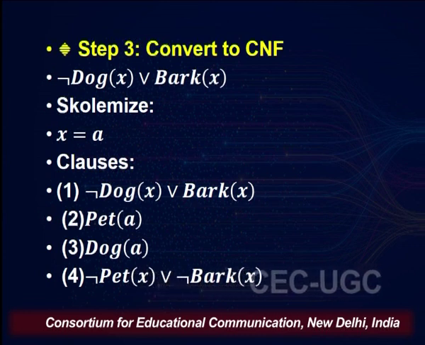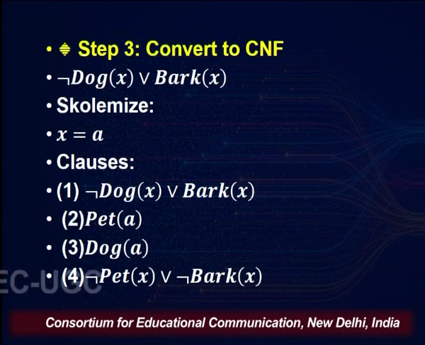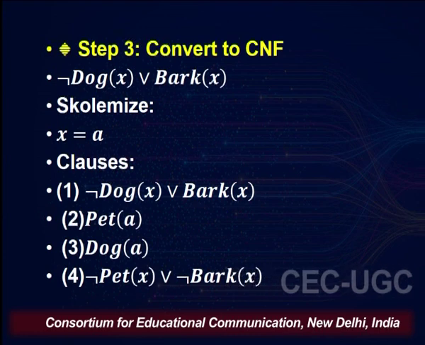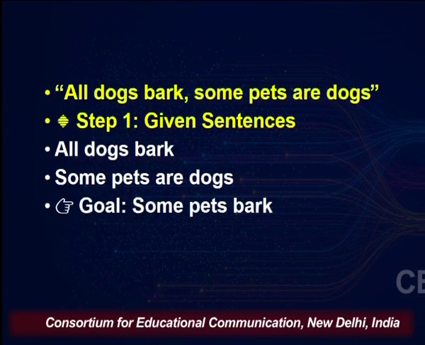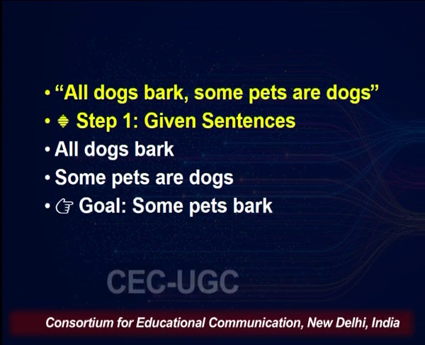Then finally, we will be left with negation of dog x and dog a, which can be further unified and resolved, cancelled out, and what we will be left with is a contradiction, which is nothing but an empty clause. So, finally, we can say yes, we have achieved the goal, and the goal in this example was some pets bark, which we negated and included into the list of clauses.